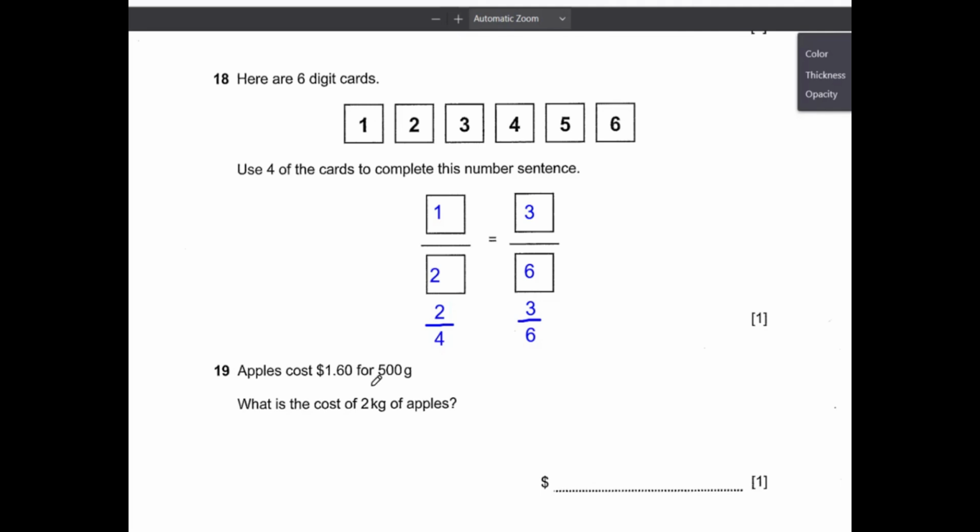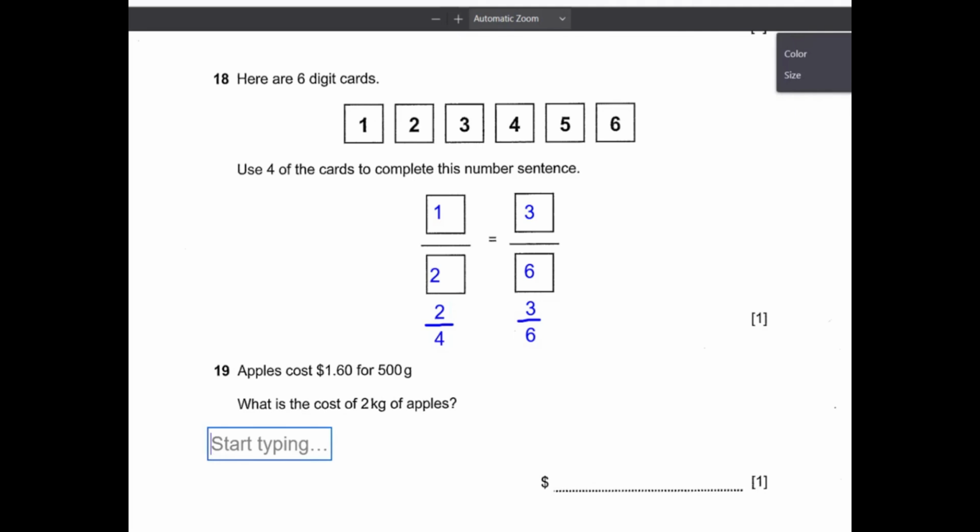Number 19, we say apples cost $1.60 for 500 grams. What is the cost of 2 kilograms of apples? The best way of doing this is you can write it as a ratio, or you can write it as cross multiplication. You've got two options.